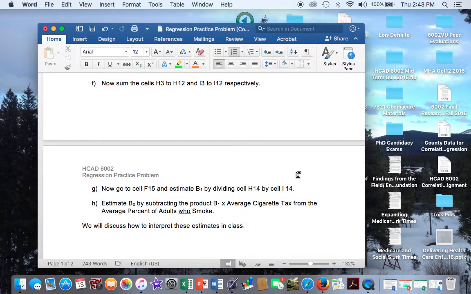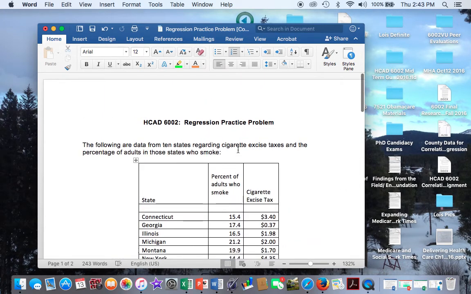So this is a practice problem for regression. In the folder for week 6, I will have this handout as well as the spreadsheet. This is just a very simple regression problem. First, let me preface this by saying what we're trying to do in regression is estimate the slope of the relationship between a causal variable and a response variable. In my exercise today, we're doing this for whether cigarette taxes discourage smoking.